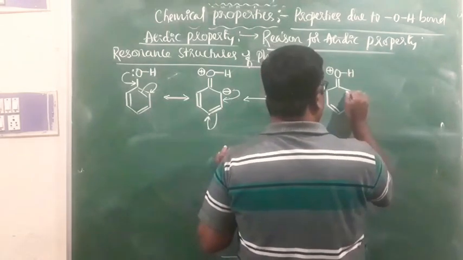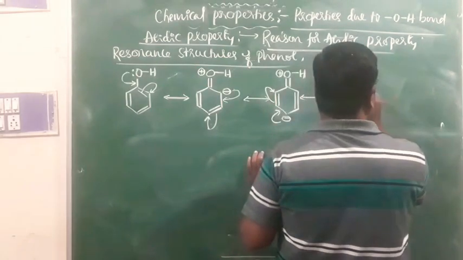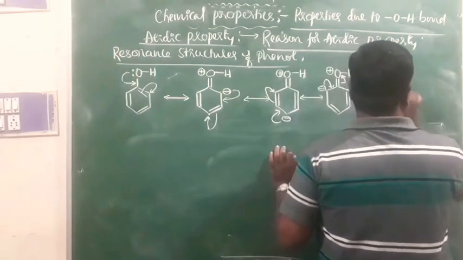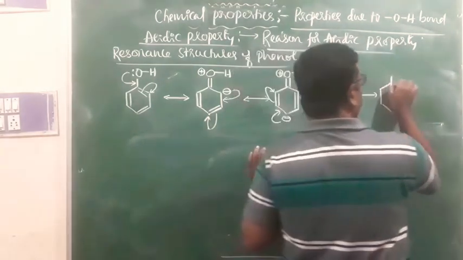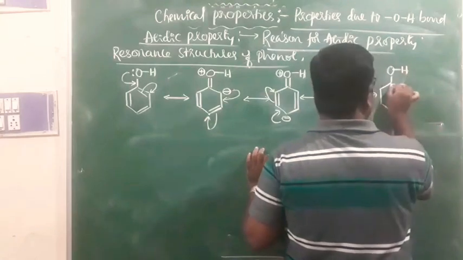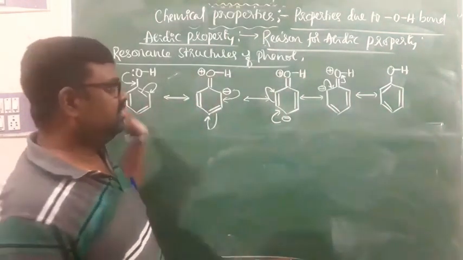And double bond, and of course double bond. Now shift like this, it will be like this, and of course you are going to get one more resonance structure. The positive charge is neutralized. In the neutralization, this double bond is converted to a single bond. OH, double bond, and double bond. Now you can find here.